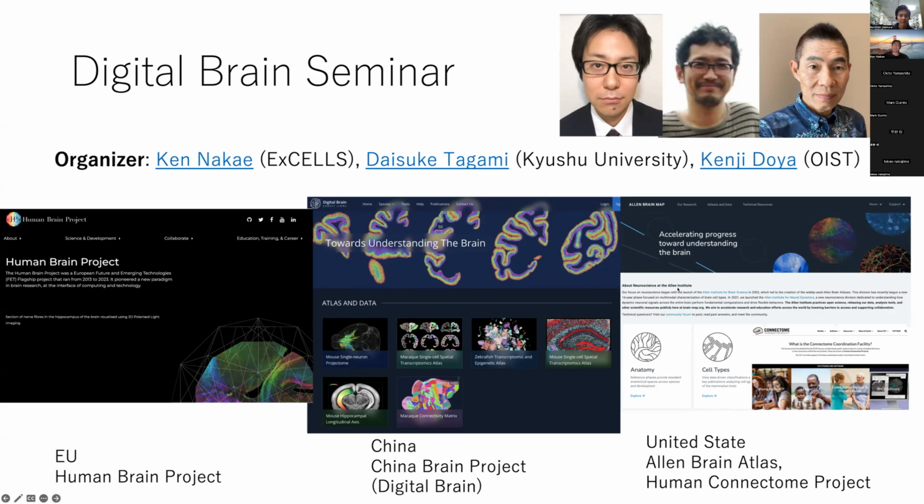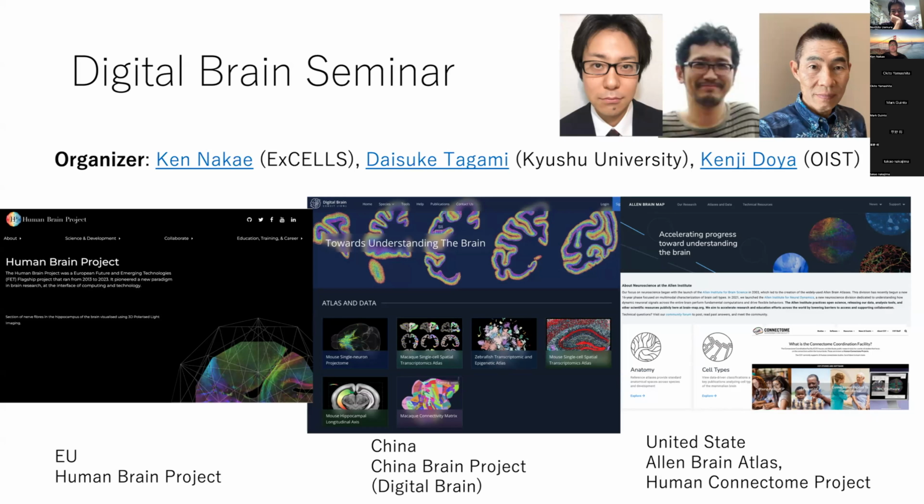The United States also has very strong progress on the digital brain. One of the most important things is the Allen Brain Atlas, which is a great atlas and database of mouse data. This is closely related to the Brain/MINDS project. Not only the Allen Brain Atlas, they are also making the Human Connectome Project, a very big human brain MRI database.